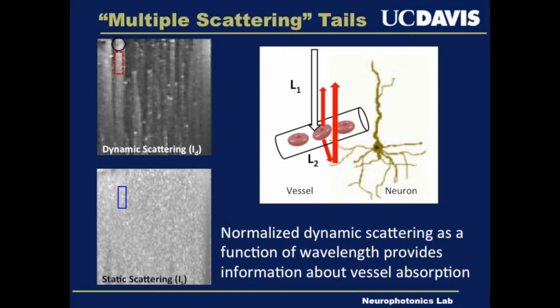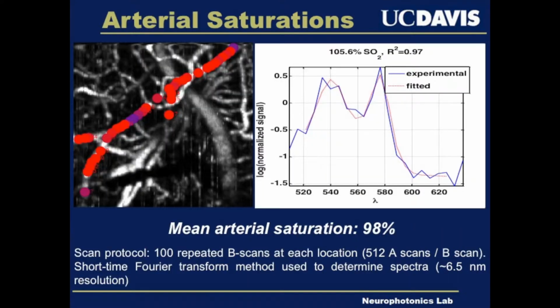And it's this multiple scattering tail, this region, that we think has a lot of information about the absorption of the blood within the vessel. So if we take a window under the vessel of this dynamic scattering region, then we can perform what's called a short time Fourier transform, and we can extract out an experimental absorption curve for the blood within that point.